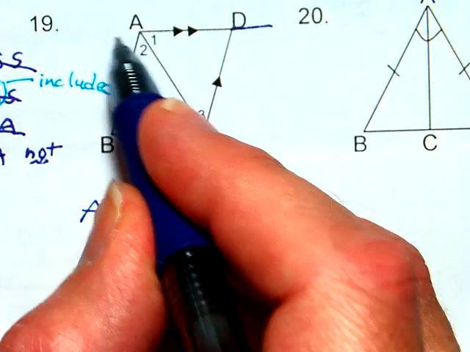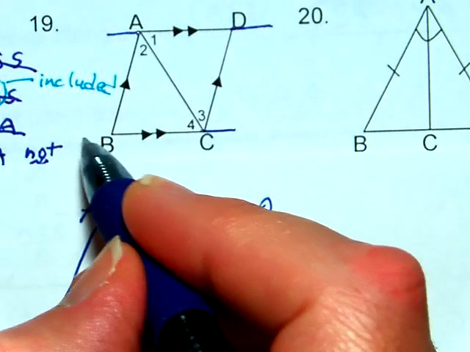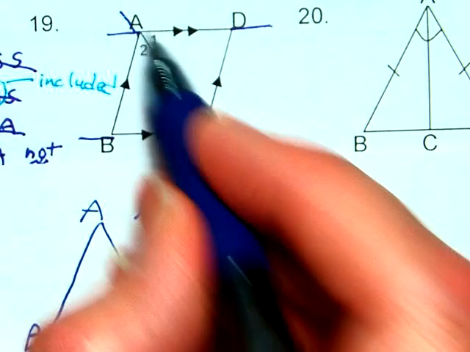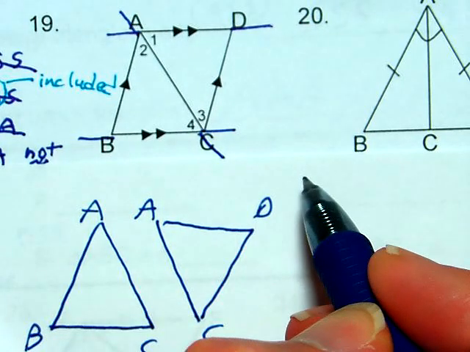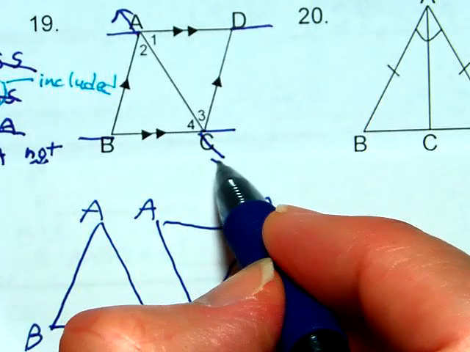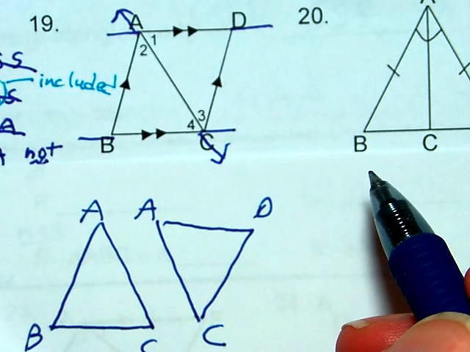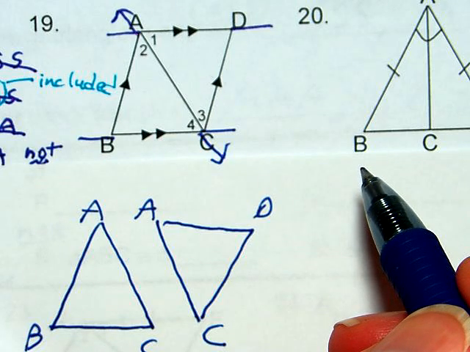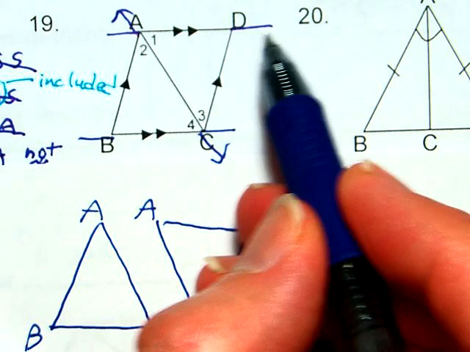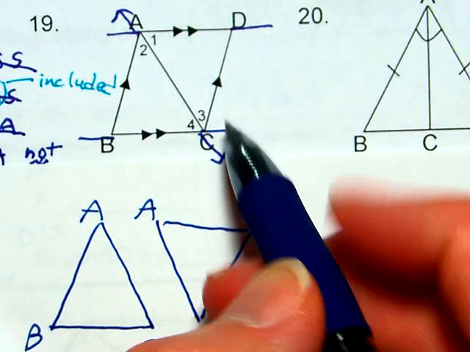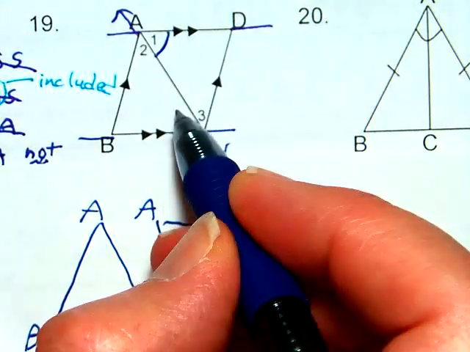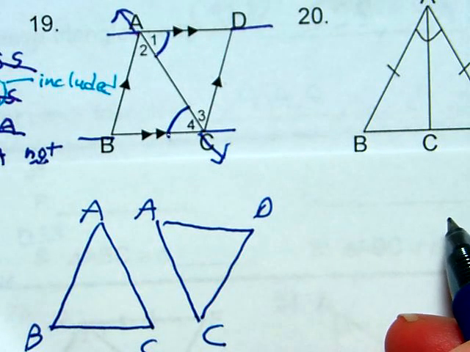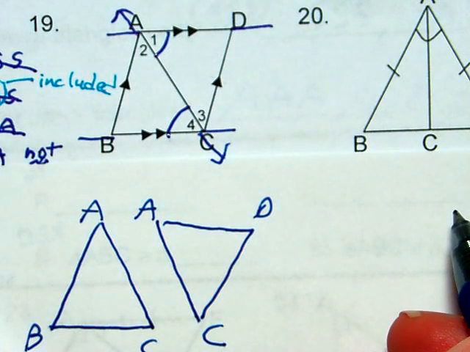Let's extend these lines out a little bit, make these look a little more like lines. Let's extend line AC out so it looks like a transversal. Can you remember which angles are congruent here? Which are the alternate interior angles? Well, if we're looking at AD and BC as parallel lines, then angle 1 and angle 4 are alternate interior angles. So angle 1 is congruent to angle 4. Okay, good.